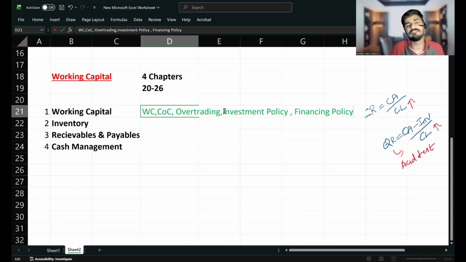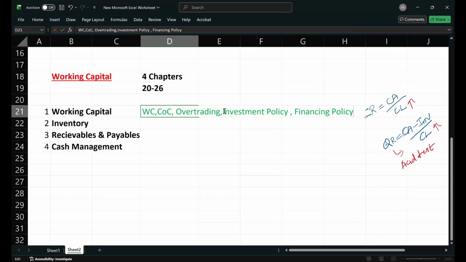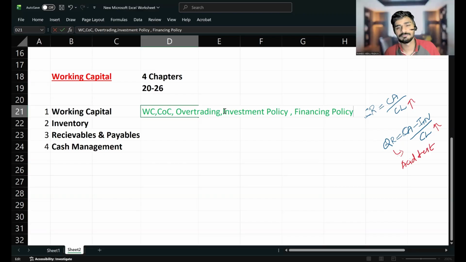Even if it is investment policy and financing policy, a company can have three approaches. That is the only similarity between investment policy and financing policy. So what were the three approaches a company could have? Aggressive approach. Really good. Next one.